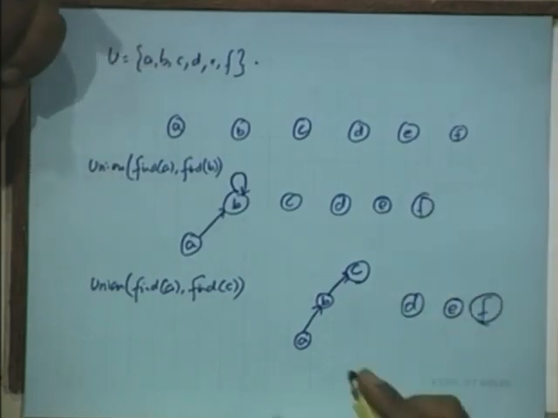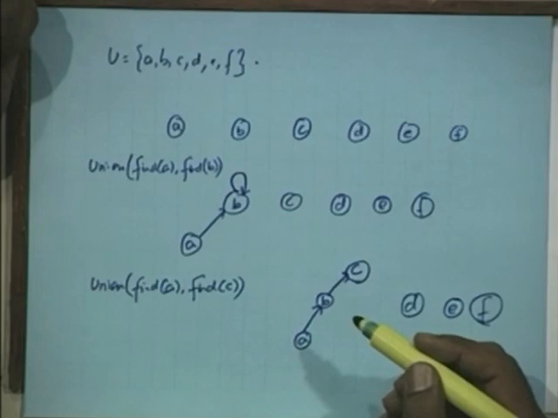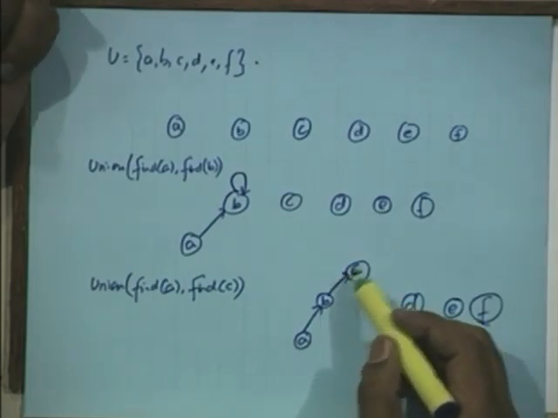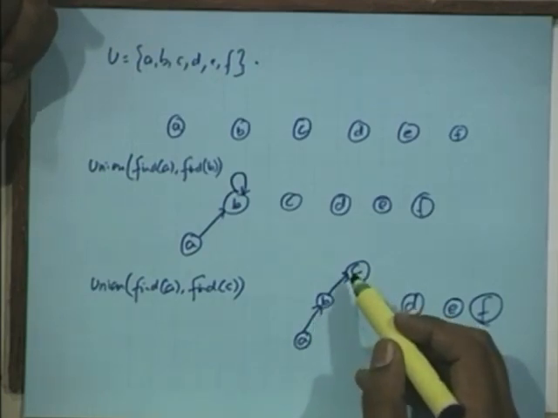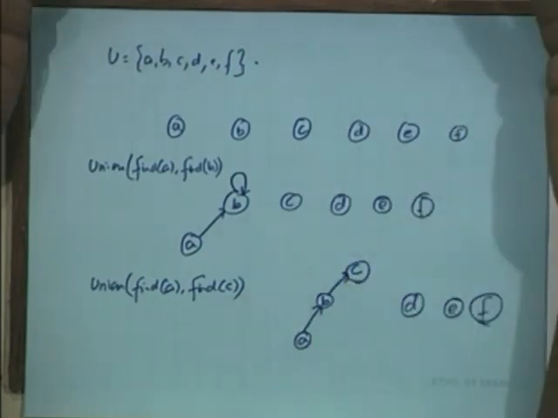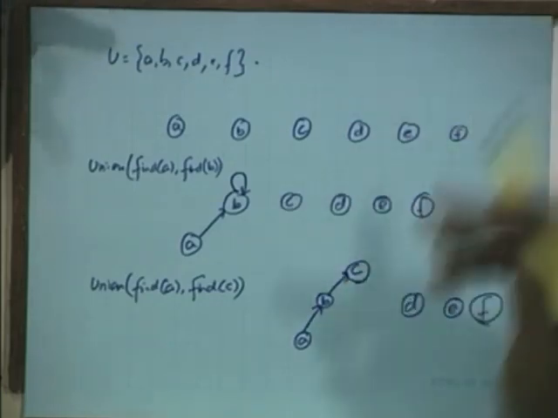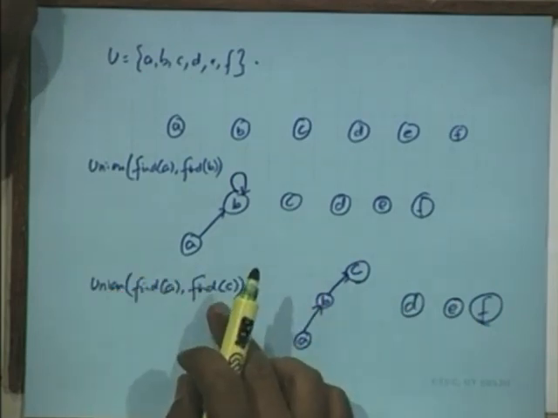Now, if I were to do a find A, what will be returned when I do a find A? A reference to C, a reference to this node. And when I do a find B, what is returned? A reference to the same node. So I can compare these two. I could return a C or I can return a reference. Actually, it is best to return a reference because then that can be used by the union operation.